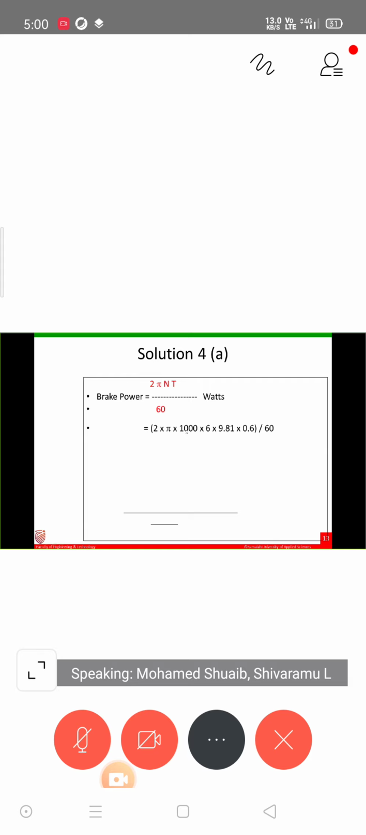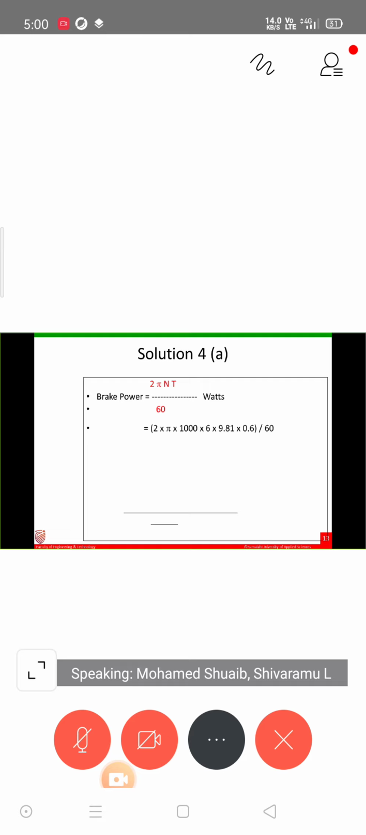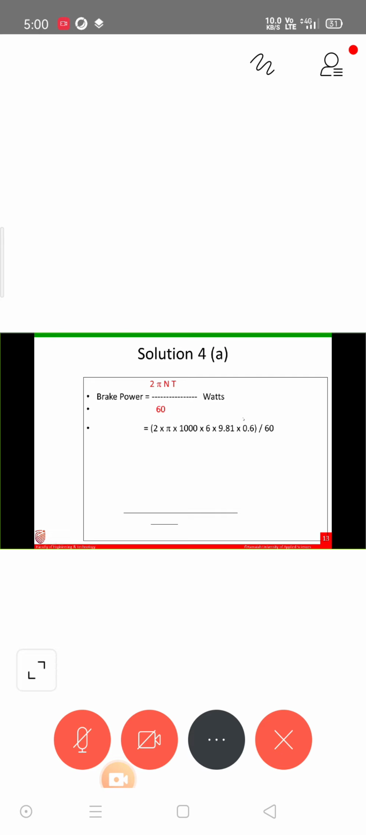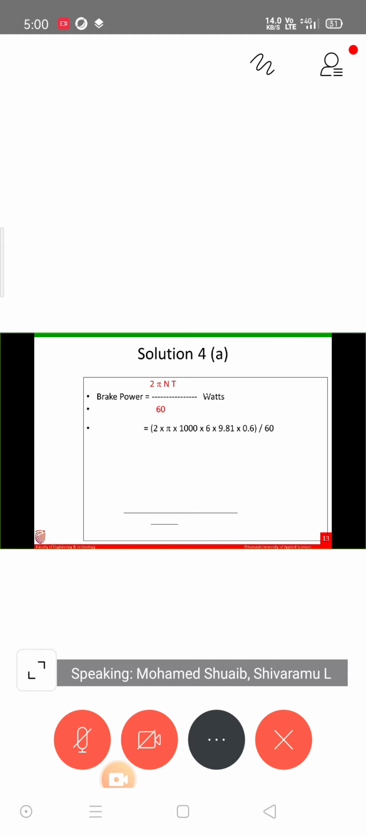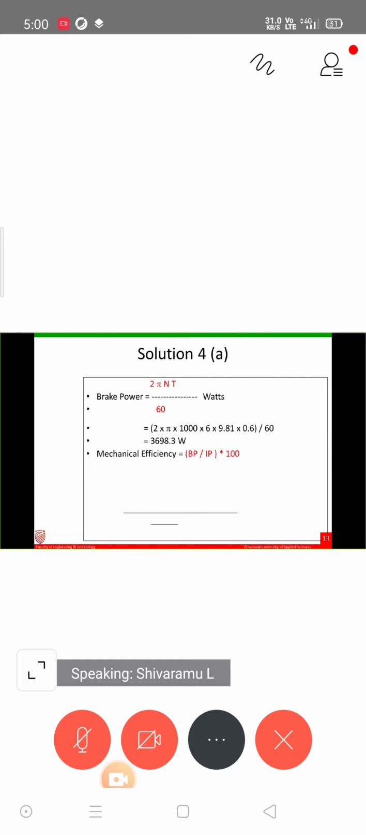Right now I have substituted 2 pi N. If you observe here, N I have directly substituted because I am calculating brake power, not indicated power. Even though it's a 4-stroke, I'm calculating brake power. That is the reason I have written N is equal to 1000. To convert that into watts, I just multiplied by 60. If you want to convert that into kilowatts, you have to divide by 1000. So I got 3698.3 watts.